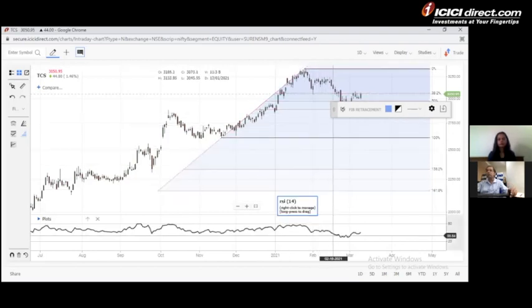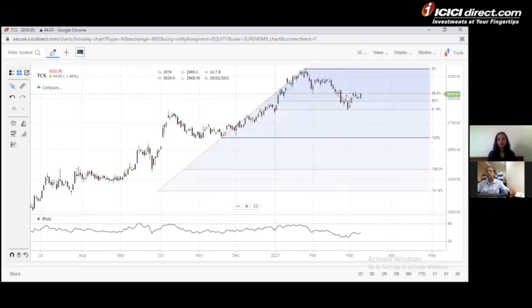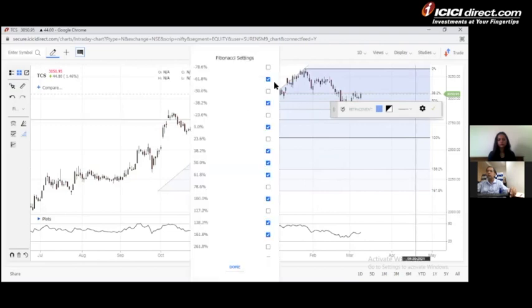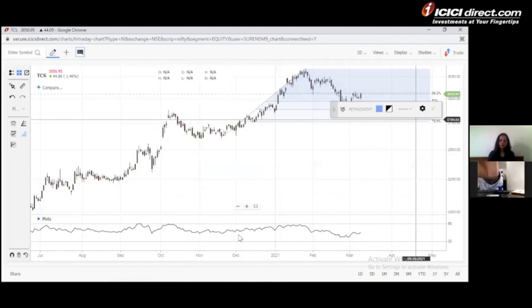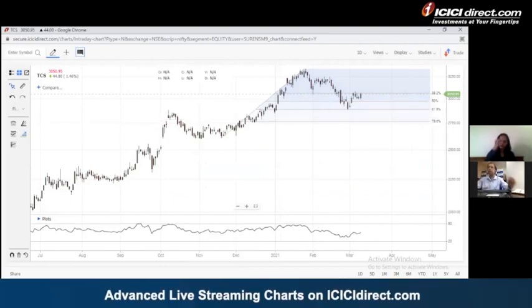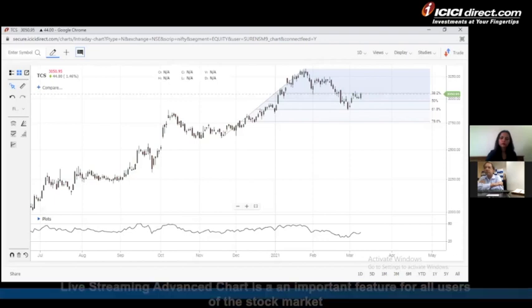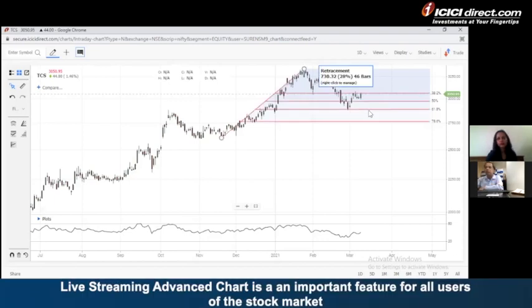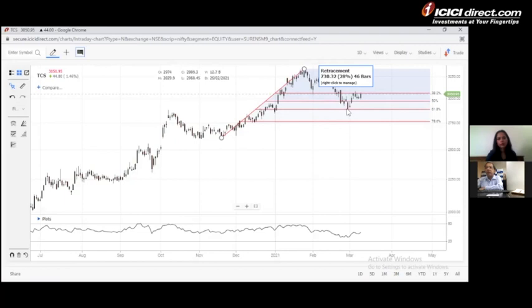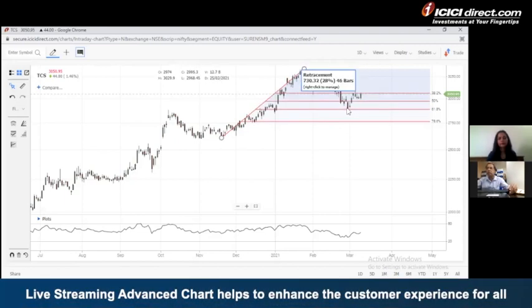I've drawn those retracements. Now, as I said, you don't require all those retracements. Just in the edit part, you can remove all this. Yeah, see the beauty of this retracement. Now, we have selected the retracement. TCS is exactly taking support at 61.8%. See, I'm highlighting it here. And after that, we have seen a move from those retracement levels.